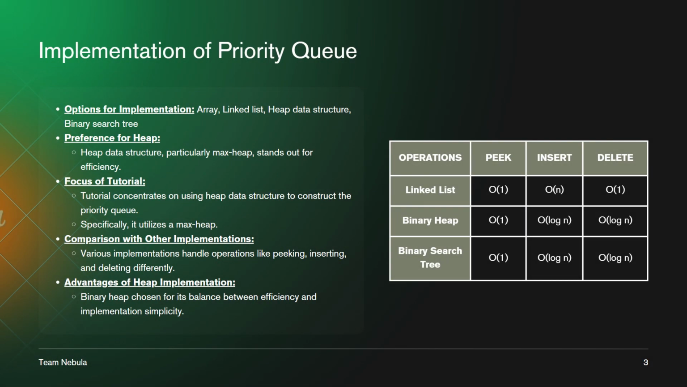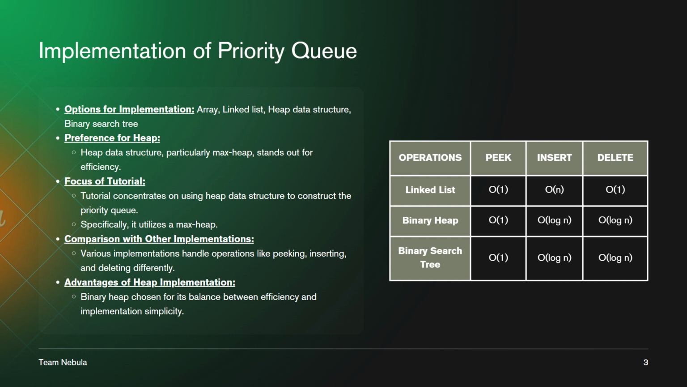Alright, let's talk about how we can actually put the priority queue concept into action. You can implement a priority queue using different tools like an array, a linked list, a heap data structure, or even a binary search tree. But among these options, the heap data structure really shines when it comes to efficiency. So, in this tutorial, we will focus on using the heap data structure to build our priority queue. Specifically, we will use something called a max heap.